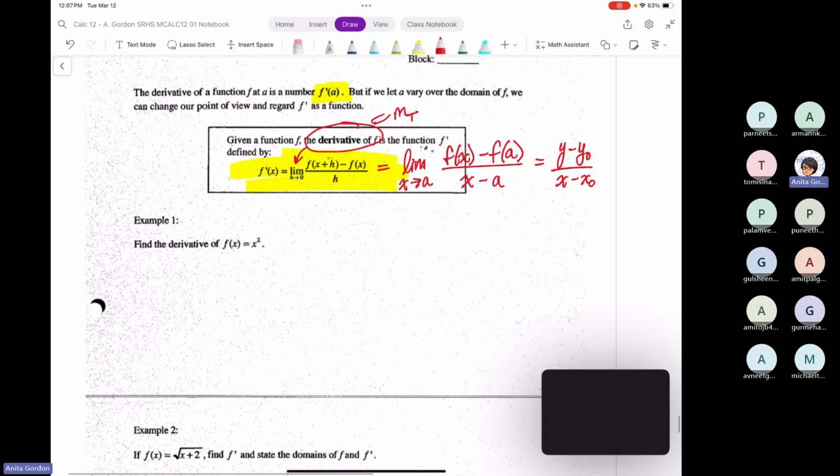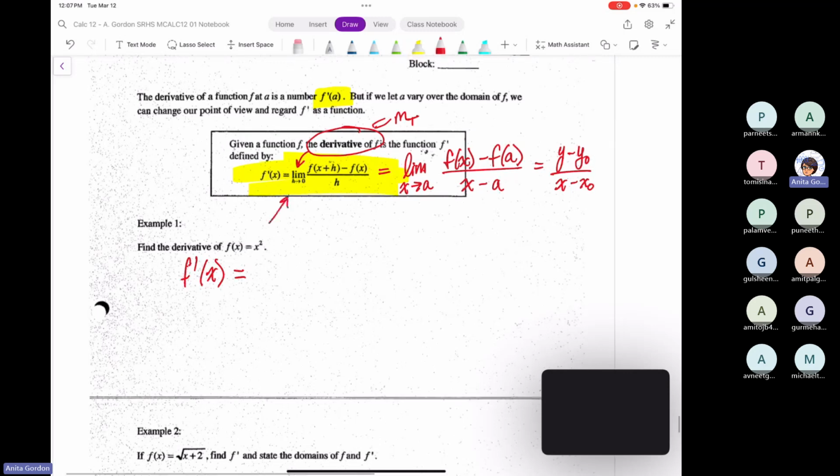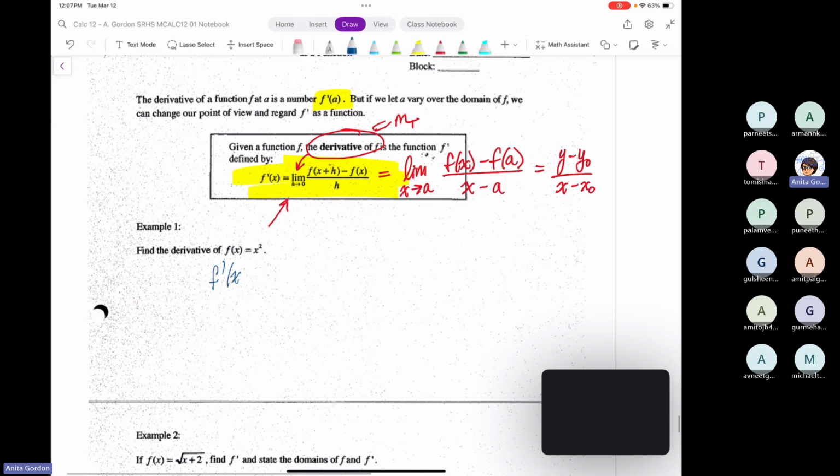So in our first example, find the derivative of f of x equals x squared. In other words, find f prime of x. So we can use any of the versions that we see. I don't have a point of interest, so I might as well just use this version here. F prime of x equals x plus h all squared minus x squared all over h.